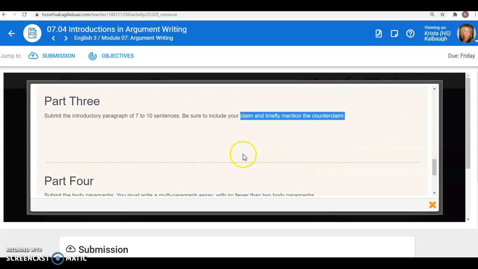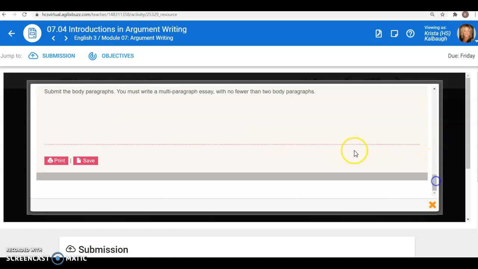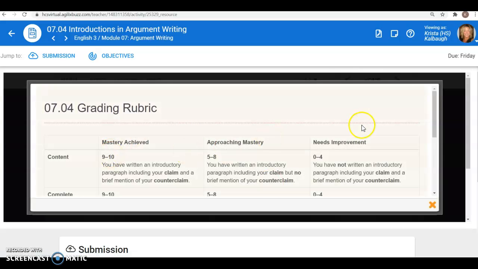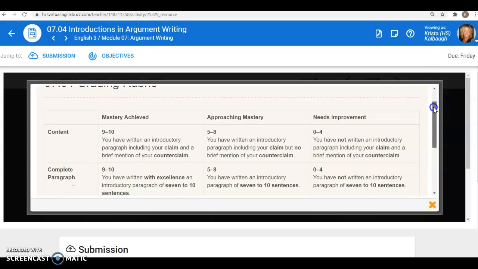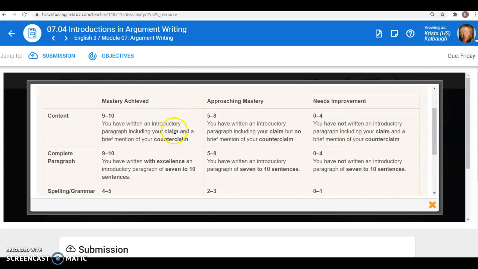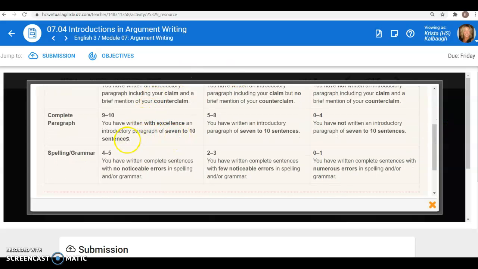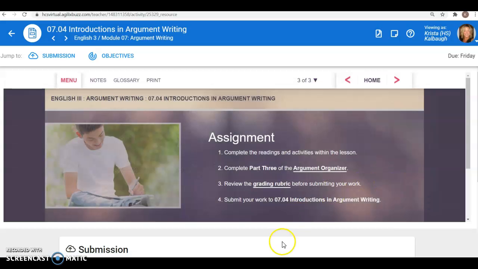Okay? And again, your introduction should not be 3 sentences. It says 7 to 10. All right? And again, if you look at the rubric, I'm sure that is on there. So you need to have your introductory paragraph having your claim and counterclaim and an excellent introductory paragraph, 7 to 10 sentences and no noticeable errors. Please do a grammar check, a spelling check. Make sure you're capitalizing your I's and don't abbreviate things. This is a formal setting, so it needs to be formal.